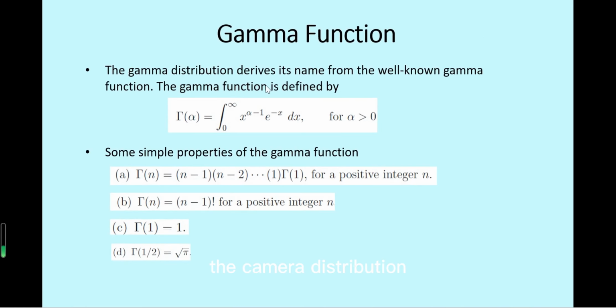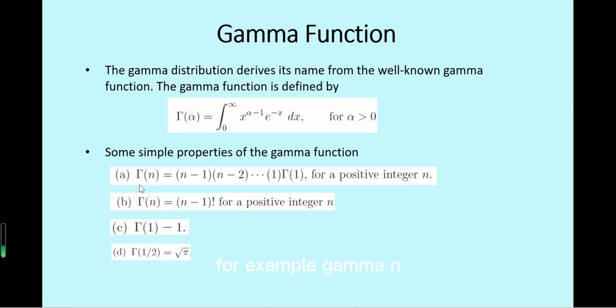The gamma distribution derives its name from the well-known gamma function. So first we'll see the gamma function. Gamma alpha is the integral of x to the power alpha minus 1 times e to the power minus x, dx, from 0 to positive infinity, where alpha is a positive number. And the gamma function has some properties.